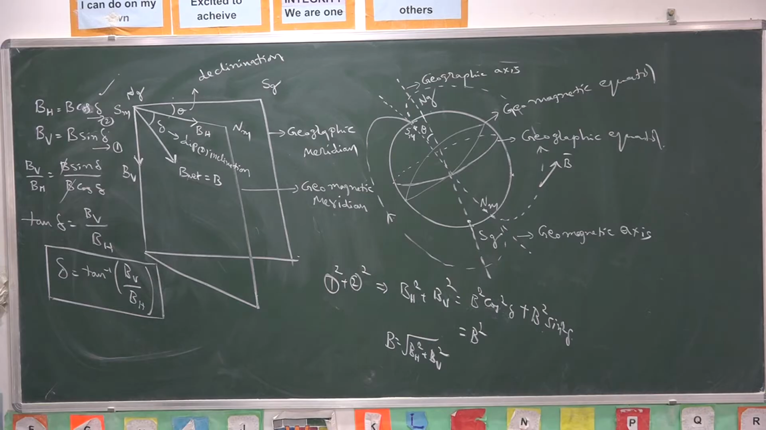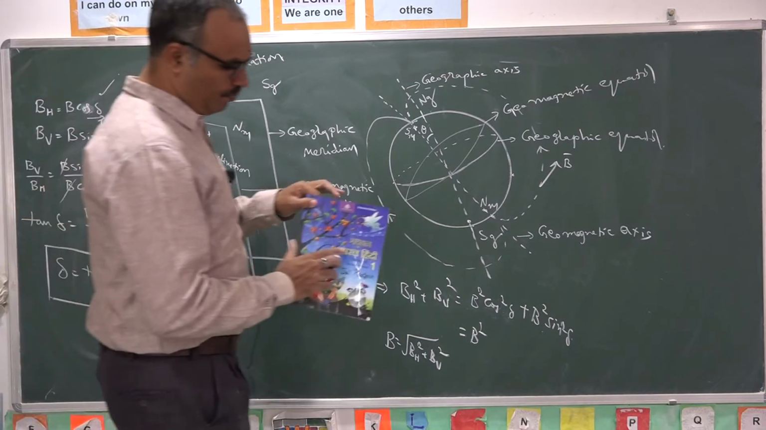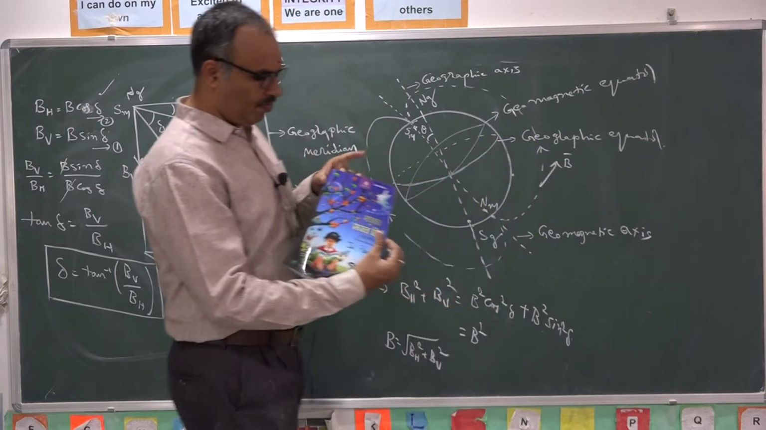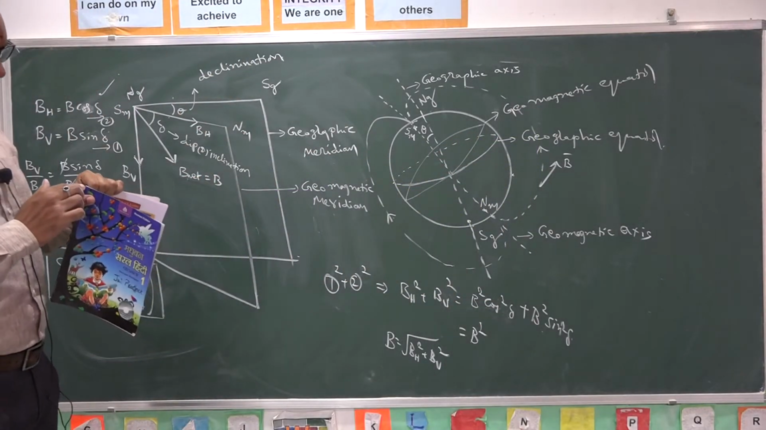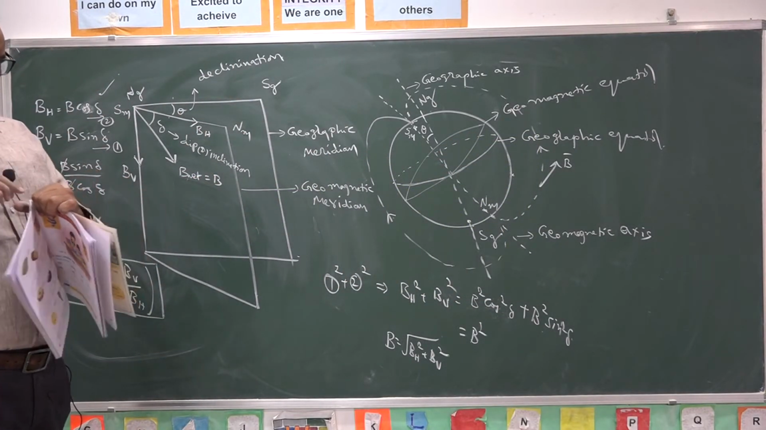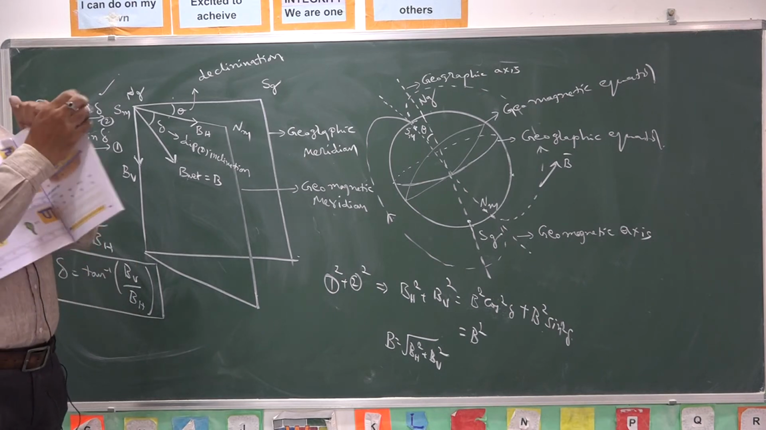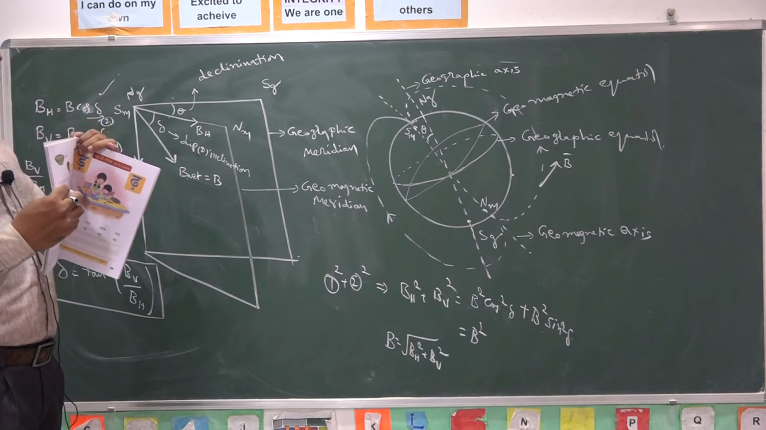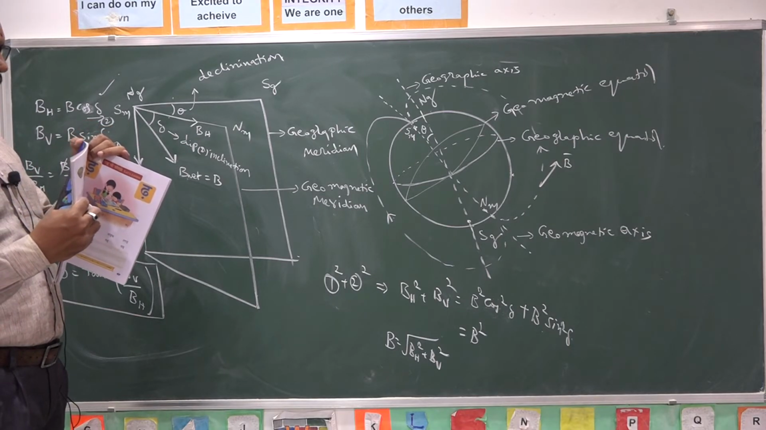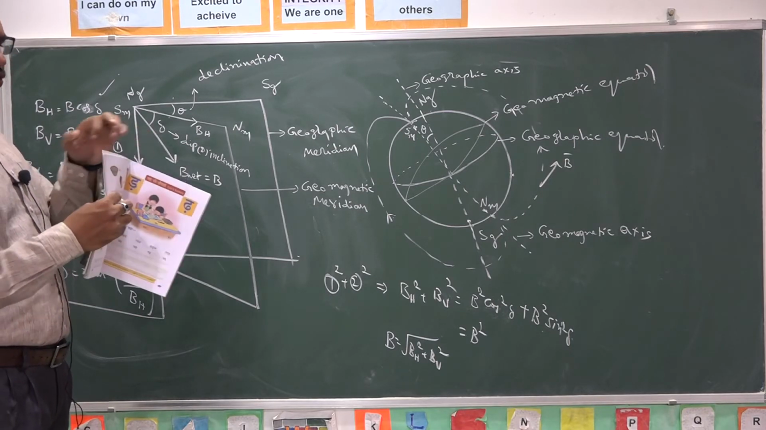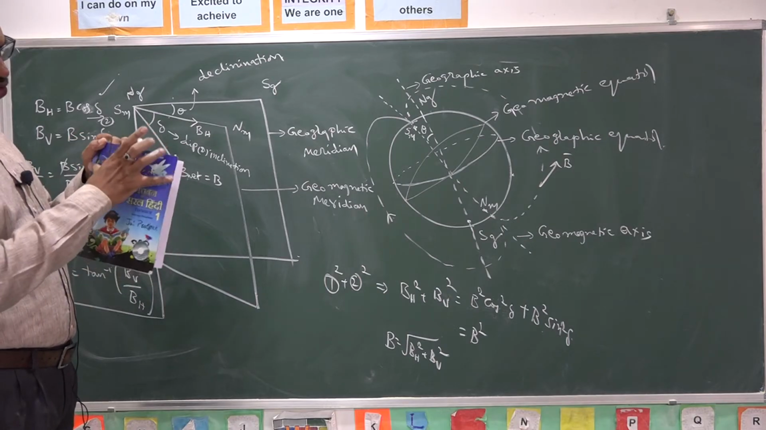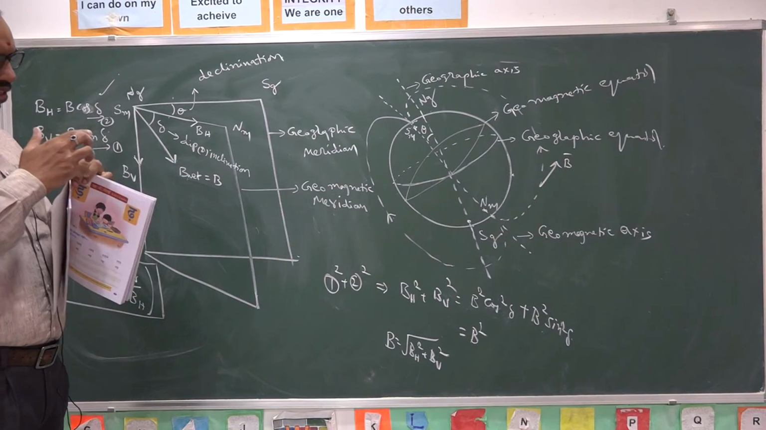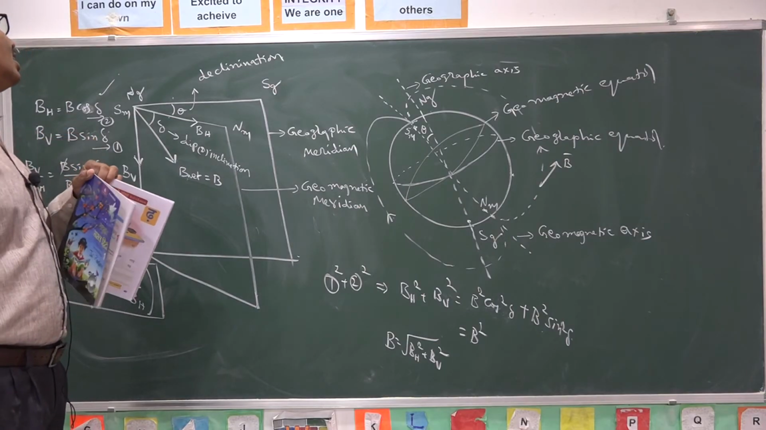Suppose you consider a book, and if you open the book like this, this is one meridian. Suppose geographic north is here, geographic south is here, then this meridian is the geographic meridian. Nearer to the geographic north, geomagnetic south is there, so geomagnetic north is here. This is called the geomagnetic meridian. This is called the geographic meridian. The angle between these two meridians is called declination.